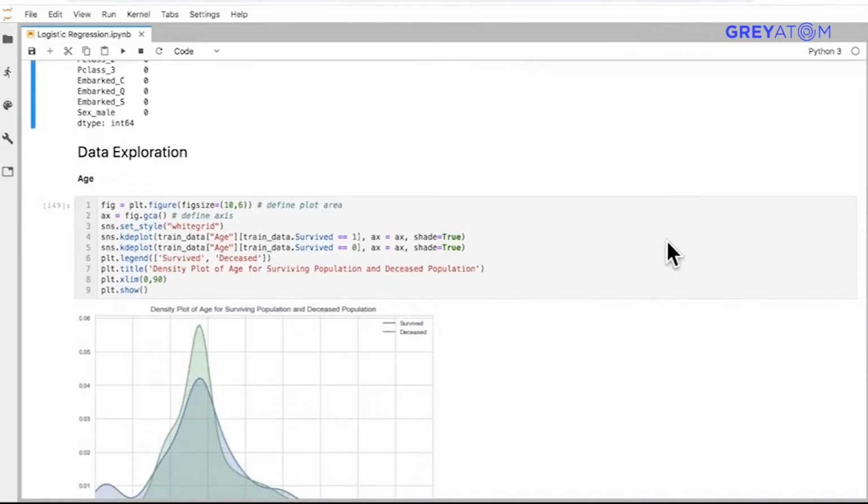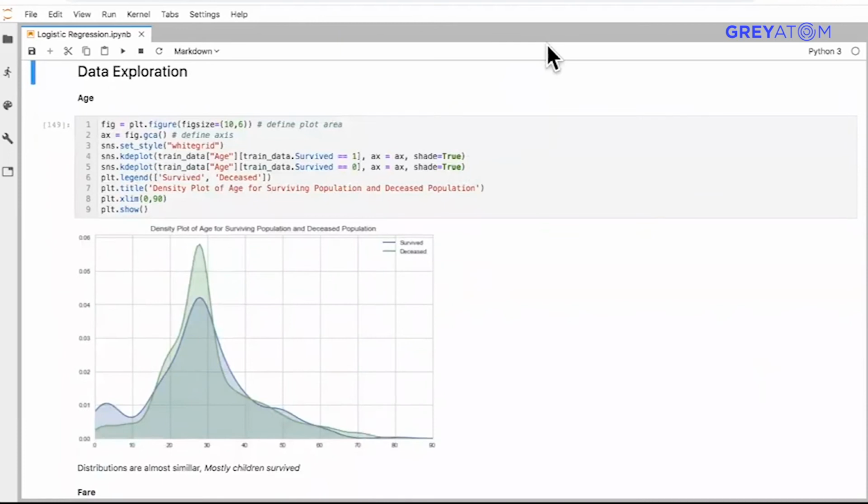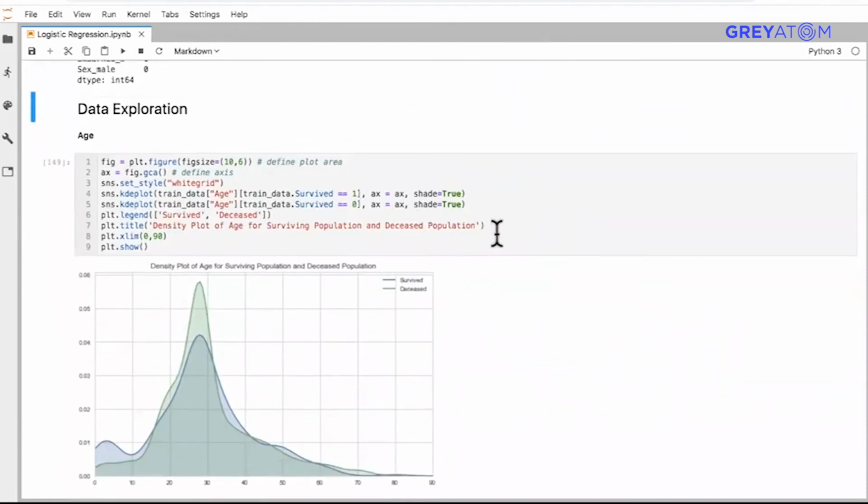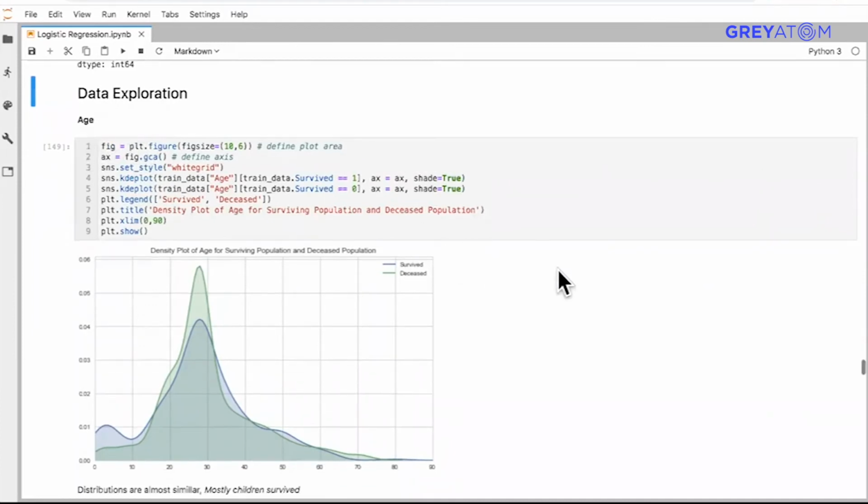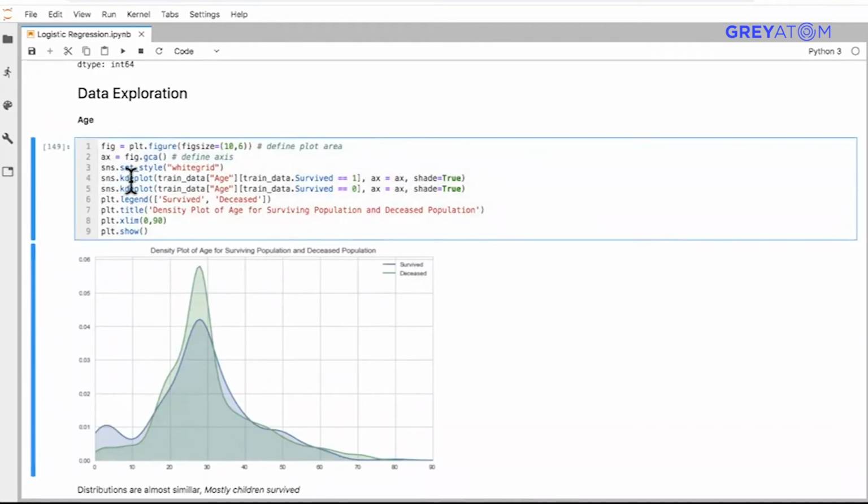Okay, someone has a question. Okay, next we move on to the data exploration part. Here is the part where you get to know the associations of your y variable to your different x variables. I'm just using a simple visualization from Seaborn. Here it's a kernel density plot for age, for the ones who survived and the ones who did not survive.